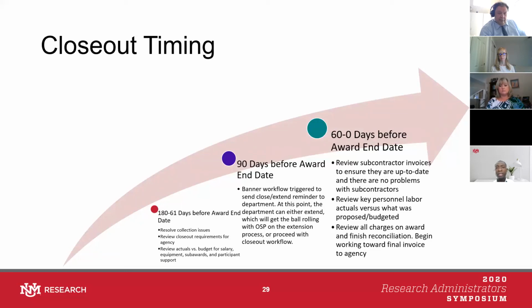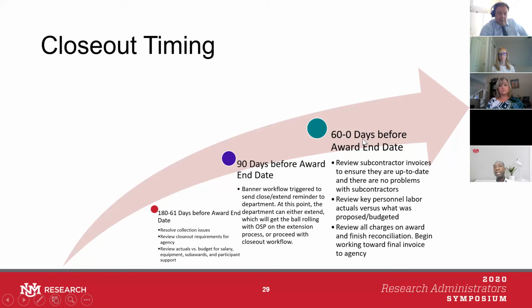Then 90 days leading to the end of the award, the key thing you want to take away from here is this is when you receive a reminder from Banner that the Banner workflow is triggered for you to either extend or close out the grant. And you will know that because 6 months before you were tracking it to determine whether you need to request a no cost extension or anything like that.